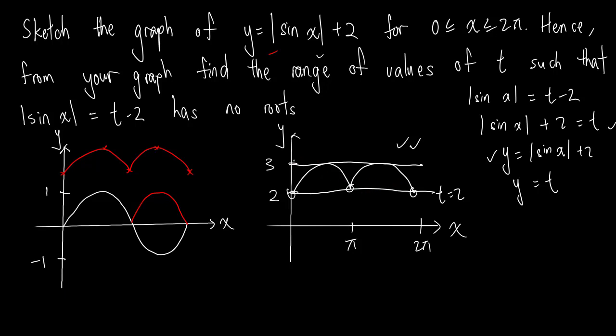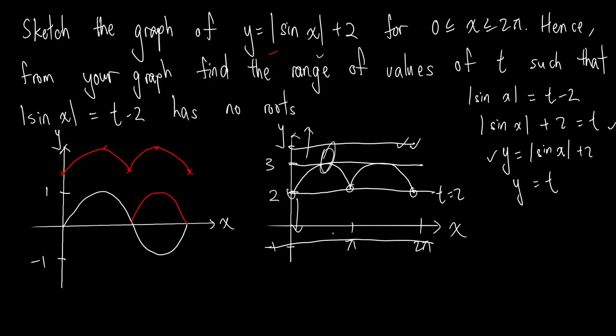It is when your t is more than 3 or less than 2. Let's say when your t is 4, your line will be above the curve like so. And then it is not intersecting with the curve at all. So another range is when your t is less than 2, let's say your t is -1. It is at the bottom here, so it's not touching or intersecting the curve at all.